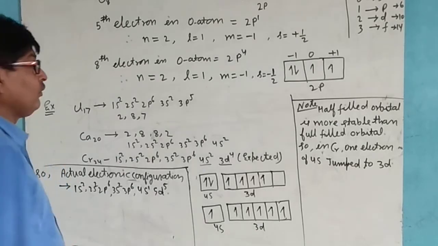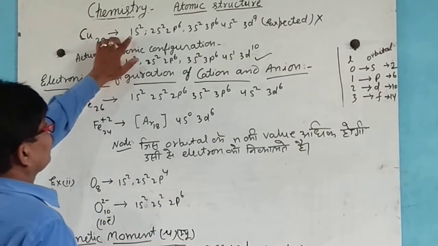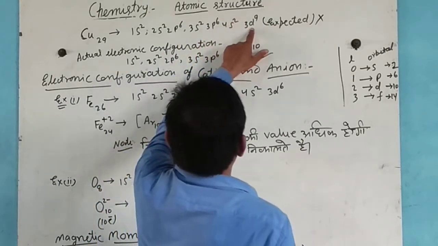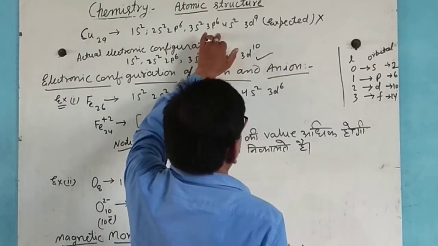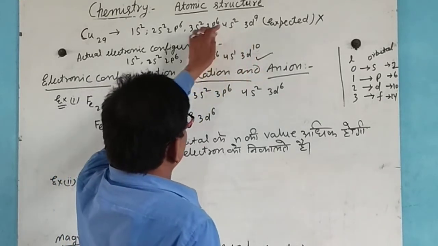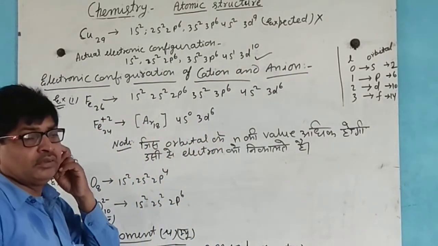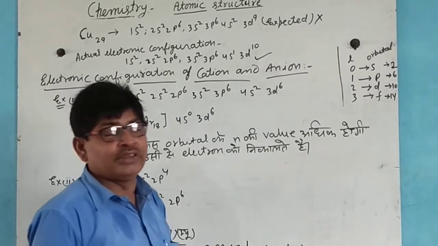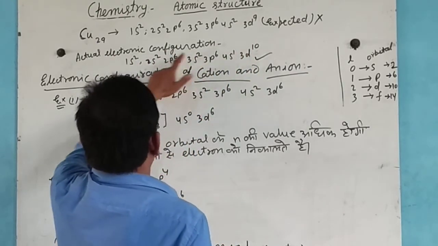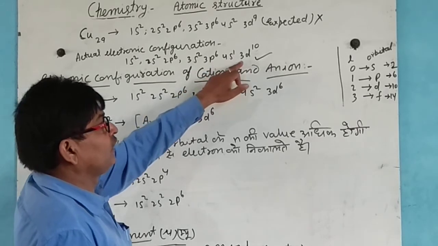Now copper, atomic number 29: 1s2, 2s2, 2p6, 3s2, 3p6, 4s2, 3d9 is the expected electronic configuration, but with 3d10 being fully filled and more stable, one electron comes to the d orbital. So the actual electronic configuration of copper is 1s2, 2s2, 2p6, 3s2, 3p6, 4s1 and 3d10.